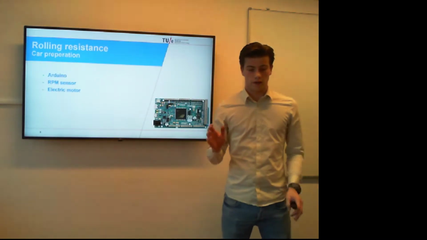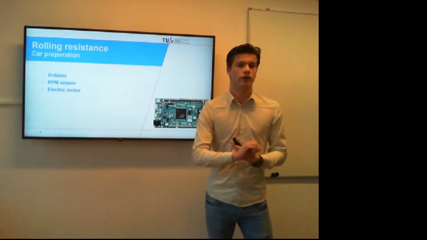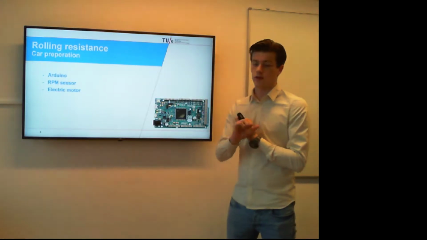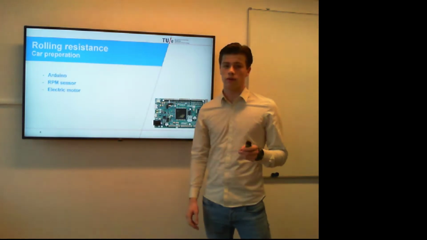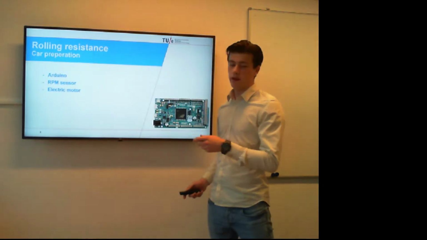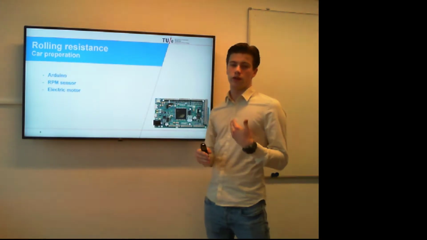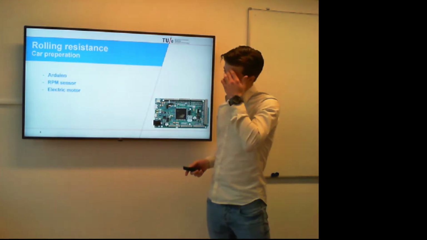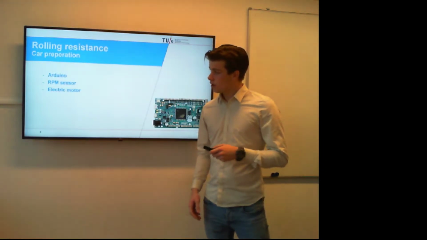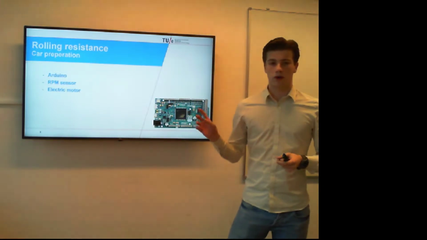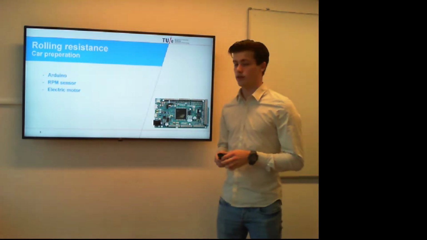The test plan looks this way. First, the car needs to be prepared. There will be an Arduino Duo which has been programmed with the default program that logs the speed at various time instances on an SD card. There will be an RPM sensor that will send a pulse to the Arduino every certain rotations, and this will be computed into a velocity that will be logged in an Excel sheet. Furthermore, there will be an electric motor that can be easily attached and detached, so that we can test with and without the resistance from the electric motor.